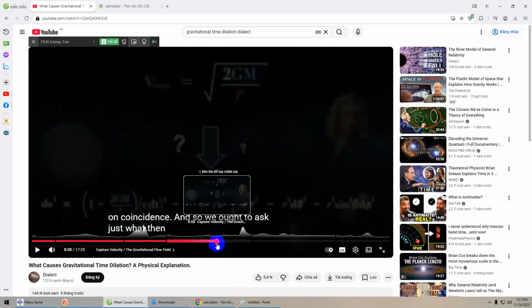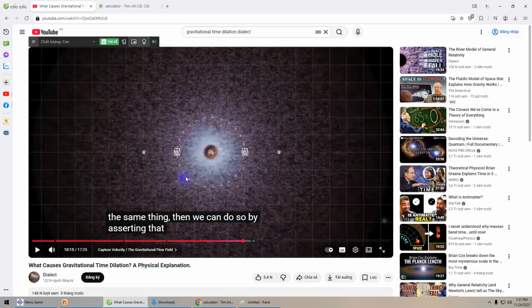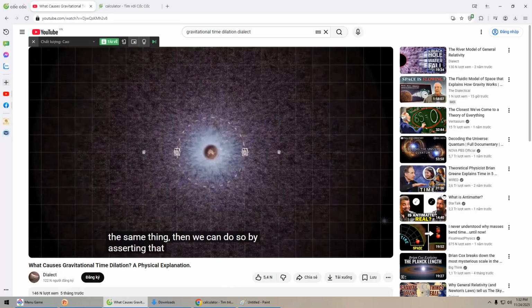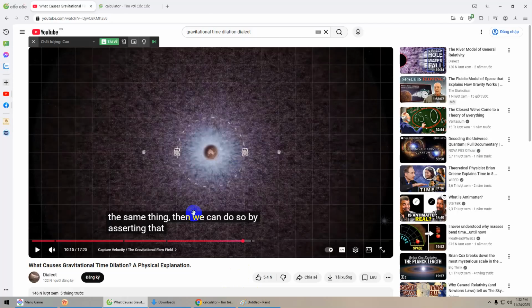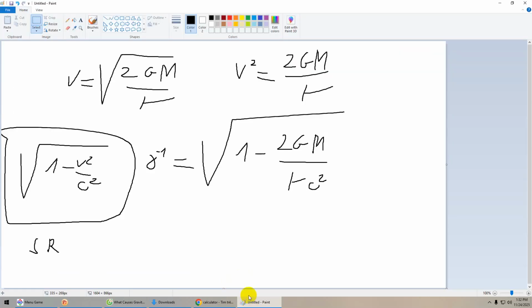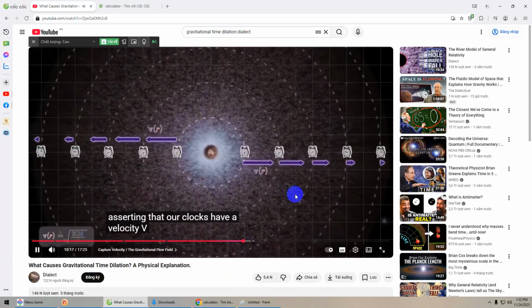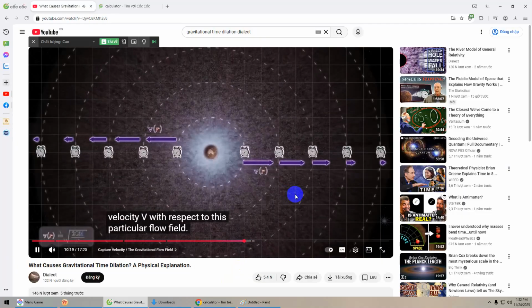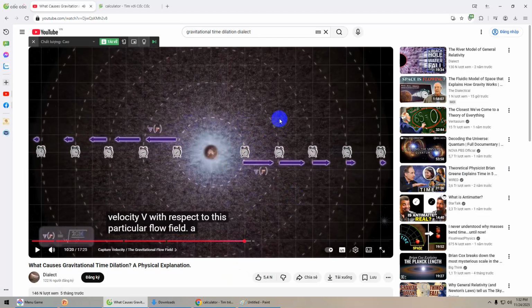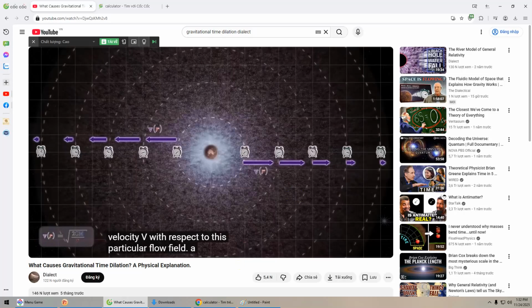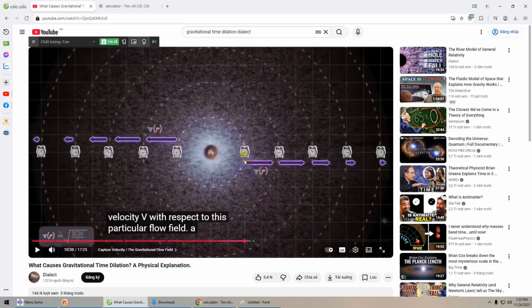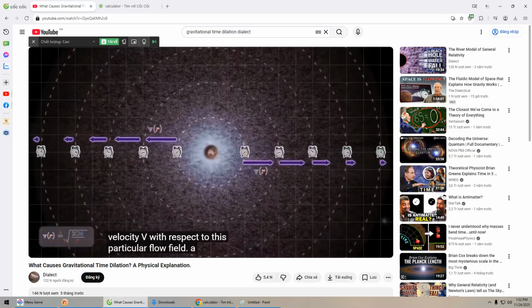It interprets that the similarity arises because the objects must accelerate, and when they accelerate, they have to accelerate to maintain position against the natural movement of space, which is here called the contraction of space, the river model. Our clocks have a velocity v with respect to this particular flow field. So this flow field is called his river analogy, the river model. The clock has to accelerate in order to stand still in the gravitational field, to maintain a constant radial coordinate.